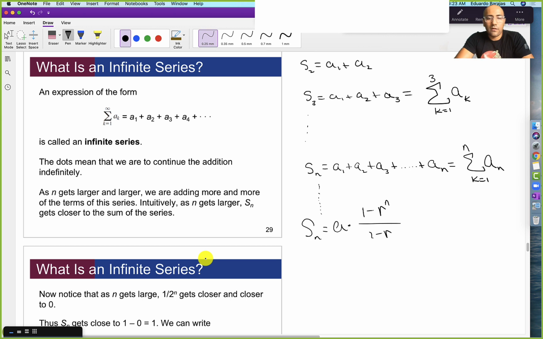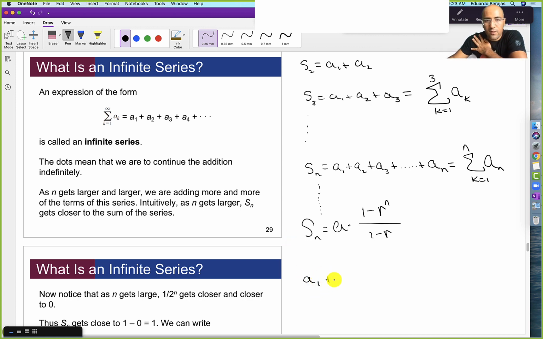So intuitively, as n gets larger, S of n gets closer to the sum of the entire series. Right? If I wanted to add all of them up, A1, A2, A3, all the way out to infinity, whatever that number is, keep it in your head. As these partial sums get larger and larger, they get closer and closer to the actual sum of all of them. Does that make sense?